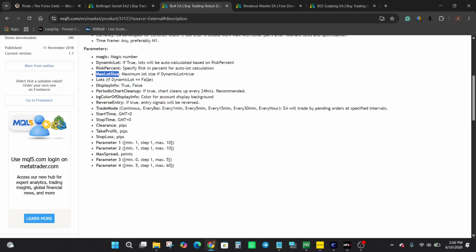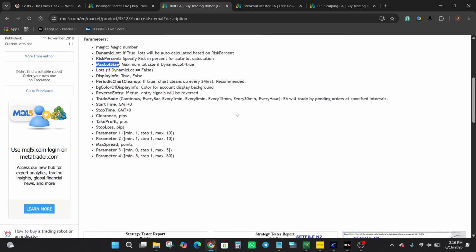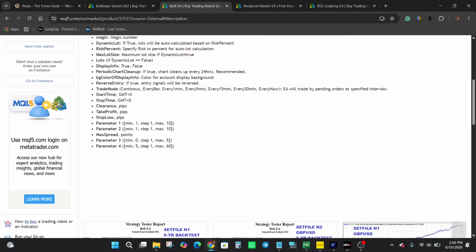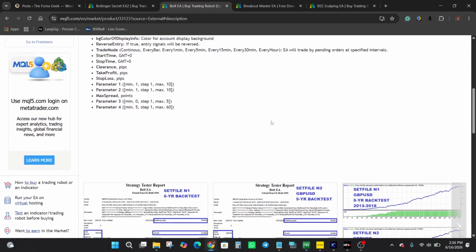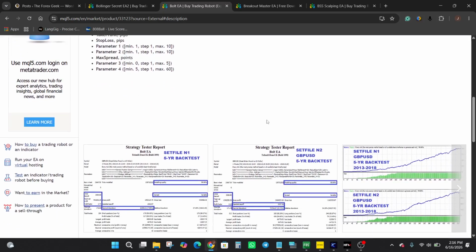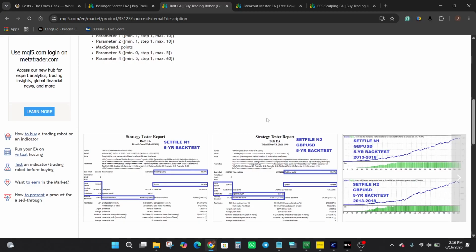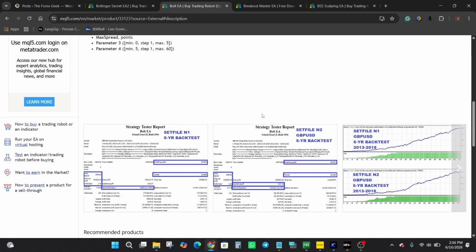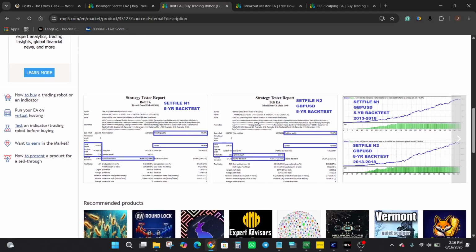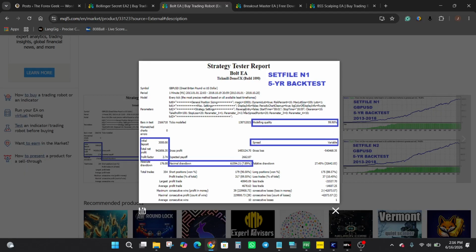Okay, so now let us move over to the backtesting section. The developer states that Bolt EA was stress tested using 5 years of real tick data with 99.9% modeling quality. The testing conditions described include variable spreads, commissions, and simulated slippage designed to resemble more realistic trading environments.